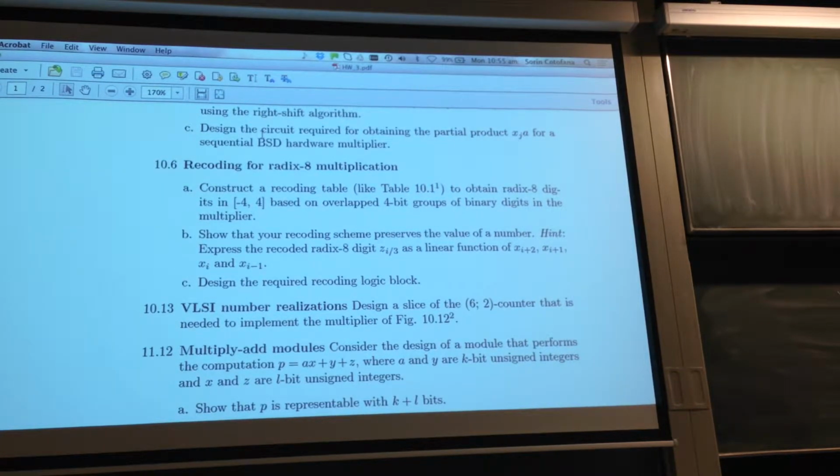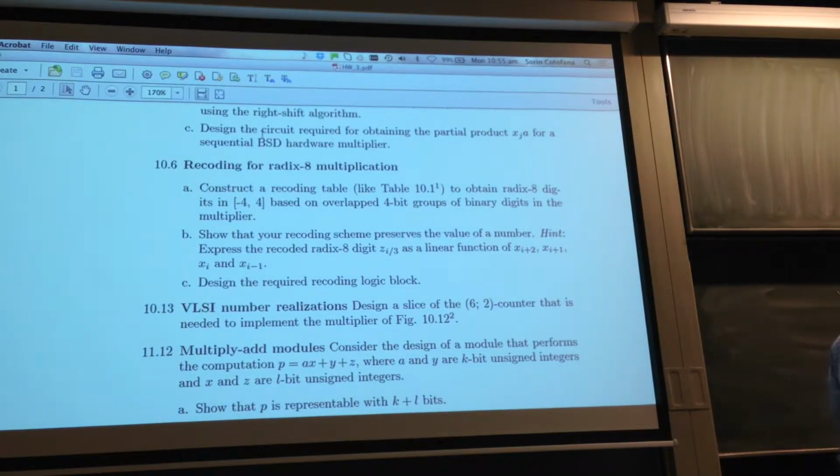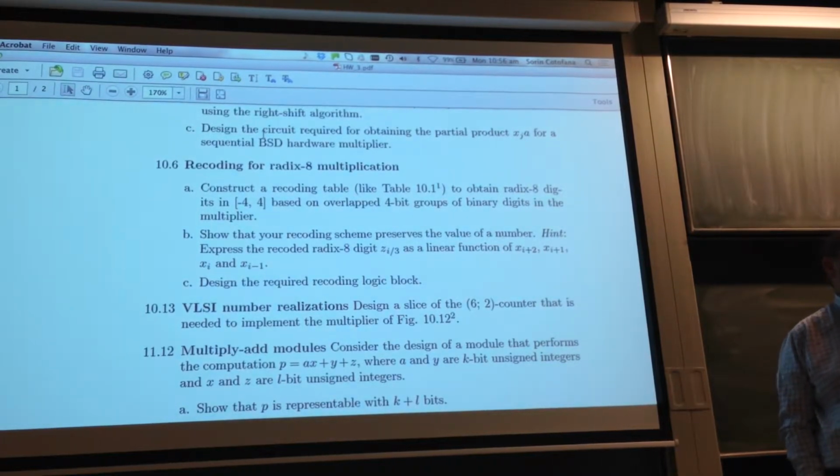Now, the next question was related to the recoding. In the book, we have radix 2, we have radix 4 encoding, and in here we have radix 8. And in radix 8, the principle is the same. This is Booth recoding. What you want to do is try to diminish the number of values, to get fewer ones, and to do a kind of speed up of your calculation.